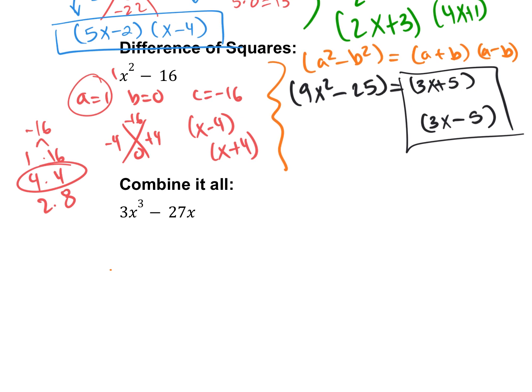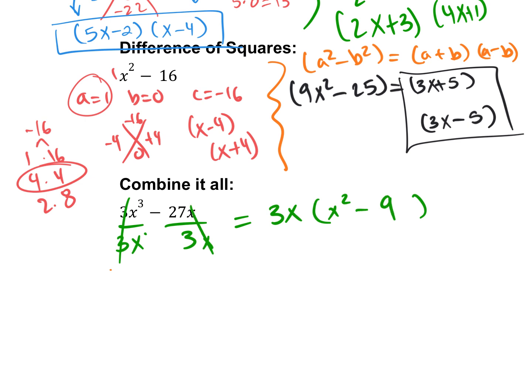Now, to combine it all, for this one, notice I have two terms. So normally I could try and do the x puzzle or difference of squares, but first we always check for GCF. So we have 3 and 27. That means they're both divisible by 3, and they both have x's. So I get 3x as my GCF. It's part of my answer. When I divide by 3, I get 1. When I subtract the exponents, I get x squared. When I divide by 3, I get negative 9. When I subtract the exponents, I get 0.